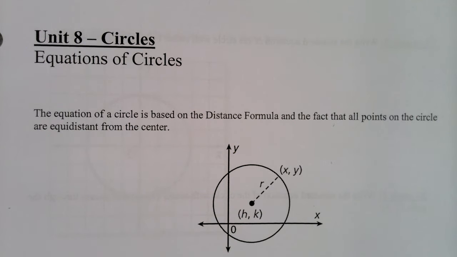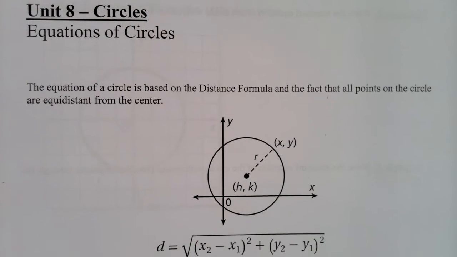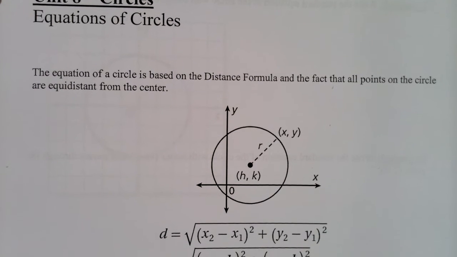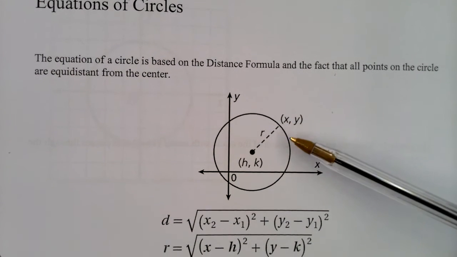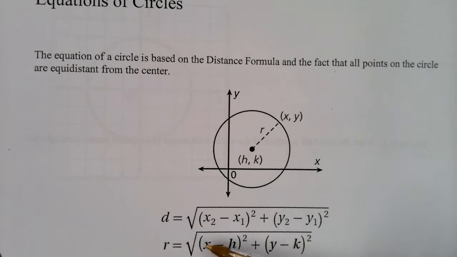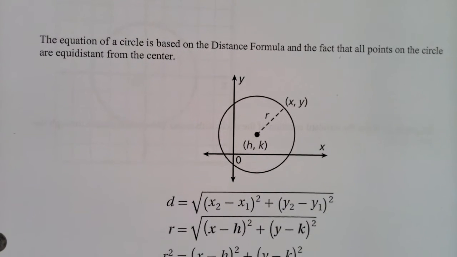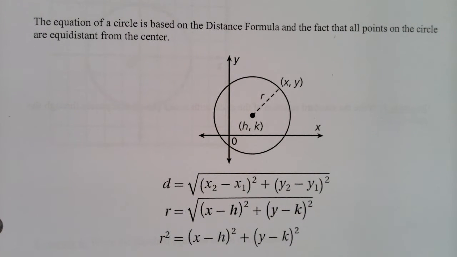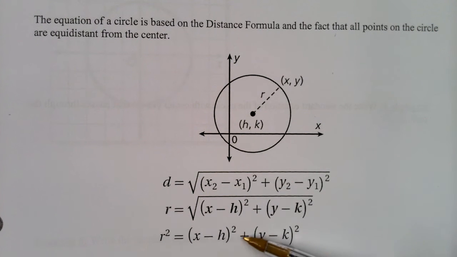If you think about the distance formula, that's the distance formula right there. If we replace the distance with r for the radius, and we replace x2 and x1 with x and h, and replace y2 and y1 with y and k, it gives you this. And then if you square each side, it gives you this. And this is the equation that we're going to need to know, this bottom one right here. That's what you need to know. It comes from the distance formula.